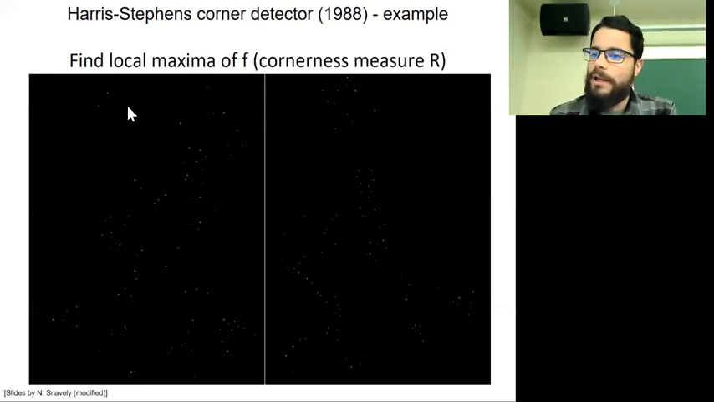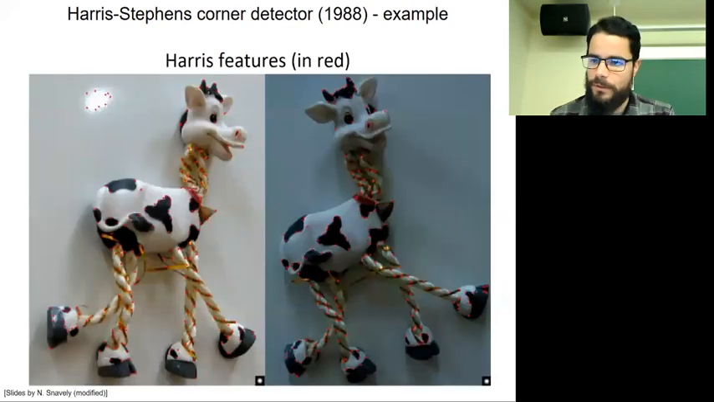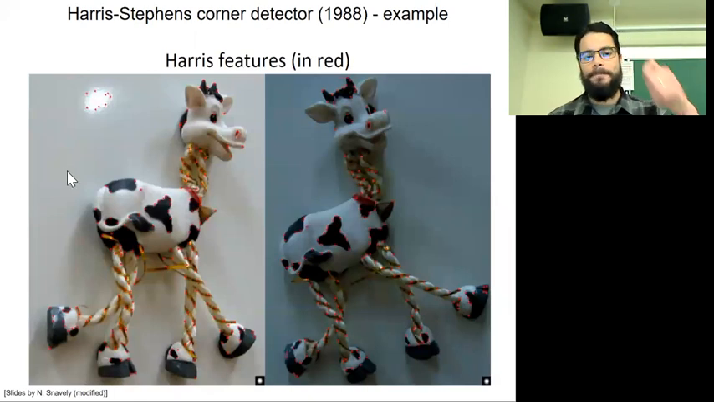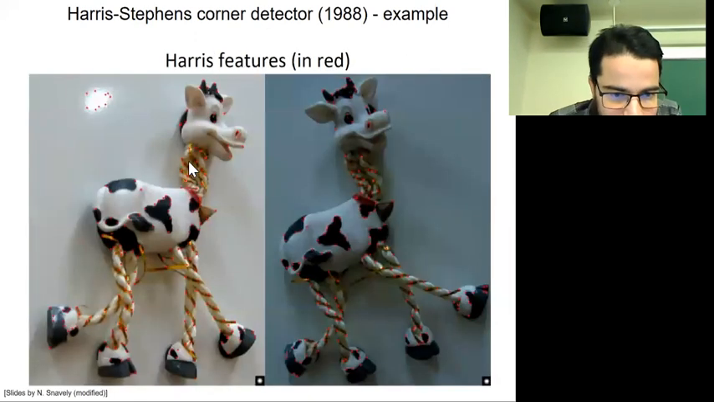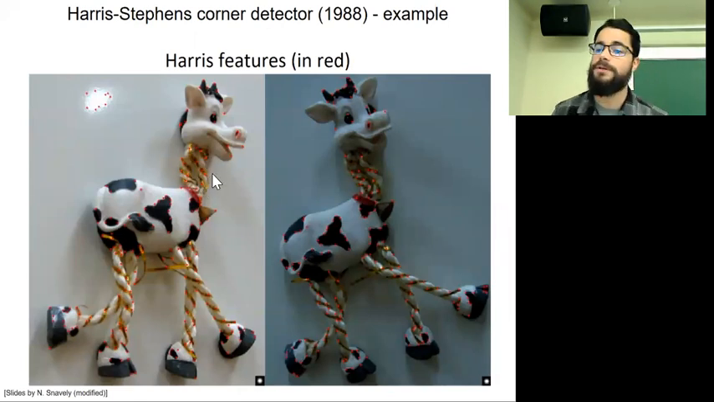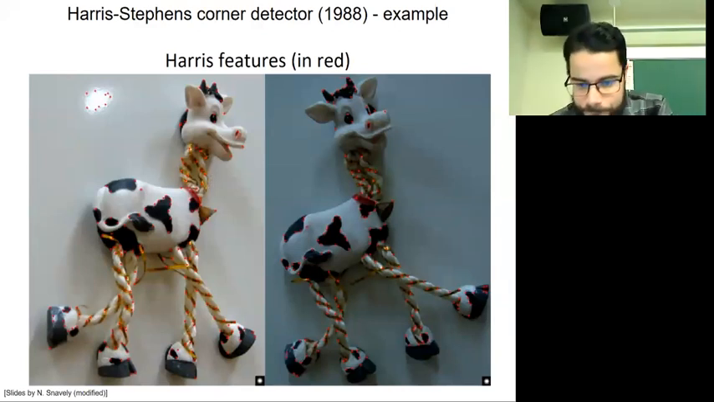This is what we are left with. And then if we superimpose all these positions in the original image by painting them red, this is what it looks like. So all these red dots were considered to have a high R. So they can be considered as corners, okay?